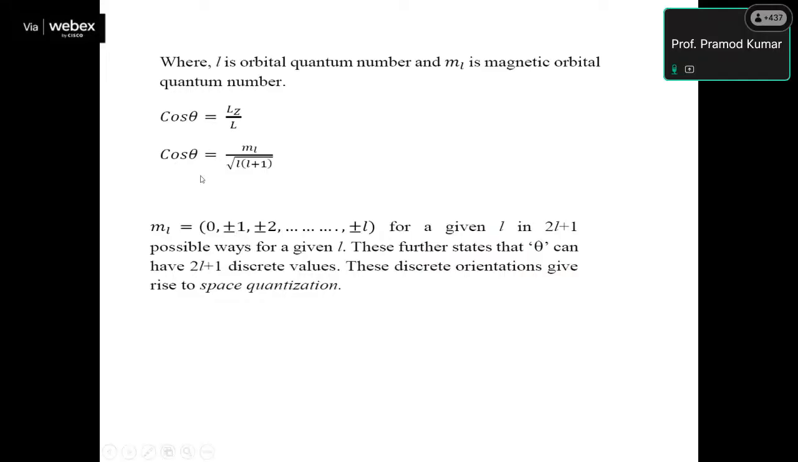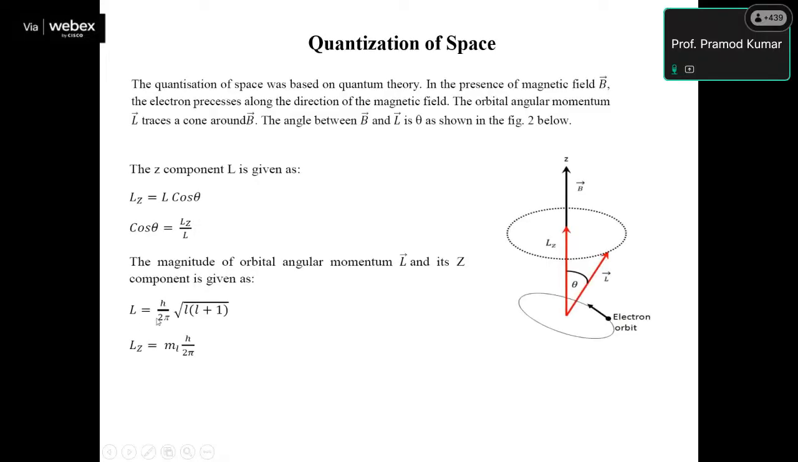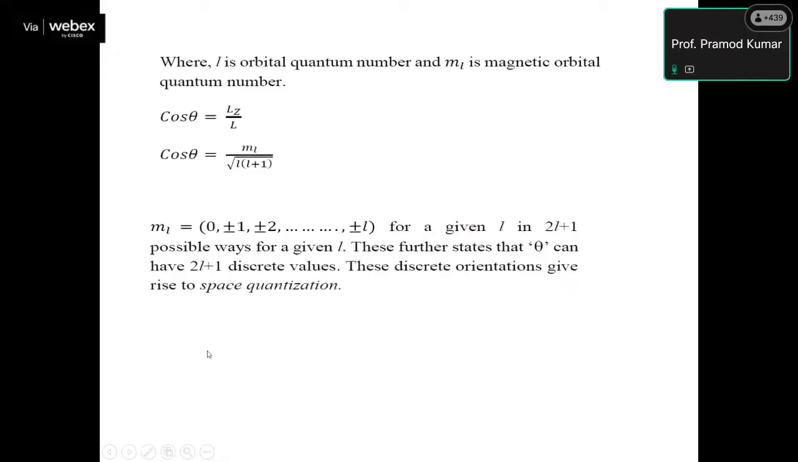So in that way, we can easily calculate this cos theta, or the value of theta, just by putting the values of Lz and L, because we are getting L equal to root of l(l+1) h cross, and Lz equal to ml h cross. So if you divide these two, we can easily get cos theta equal to ml upon root of l(l+1).